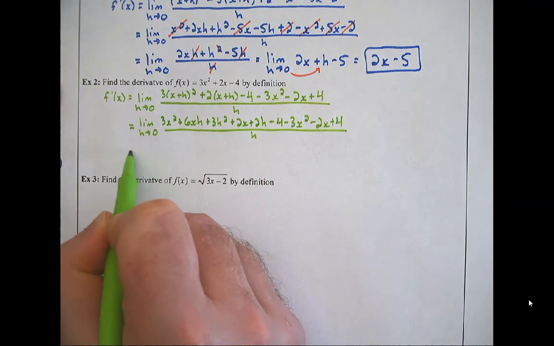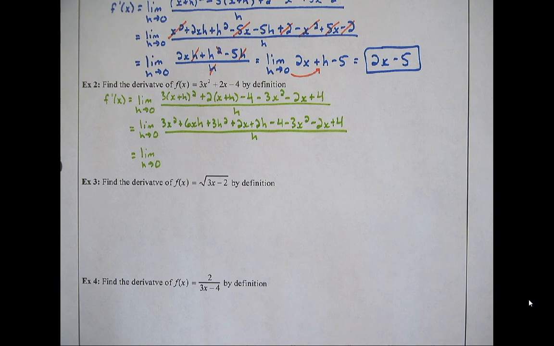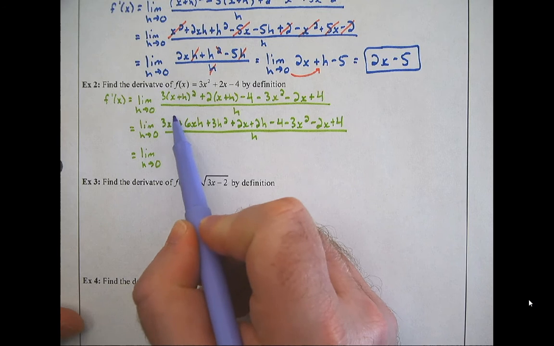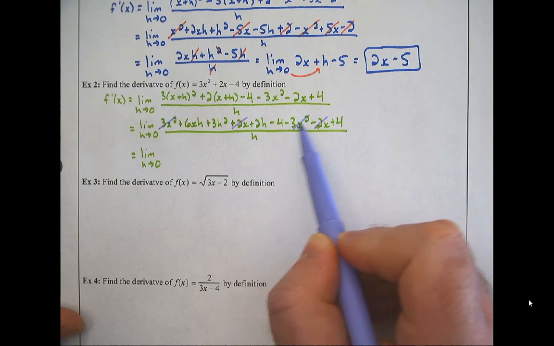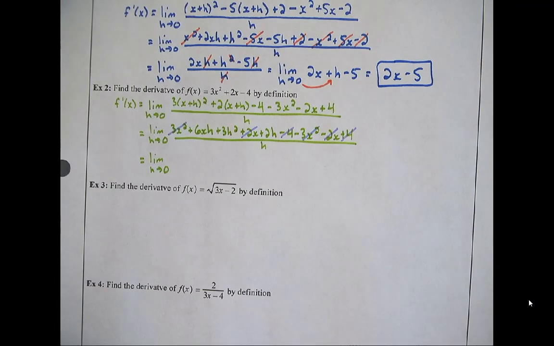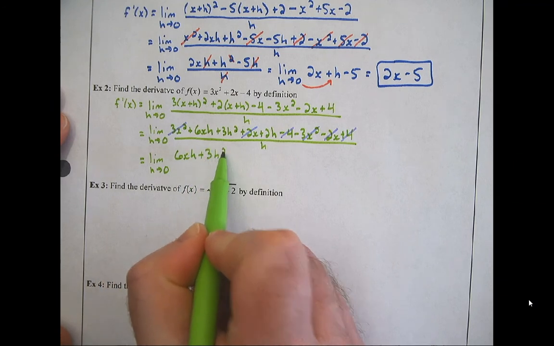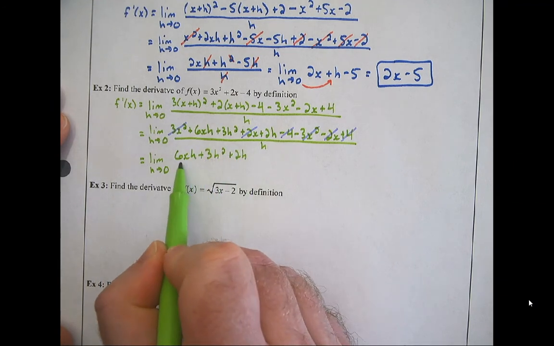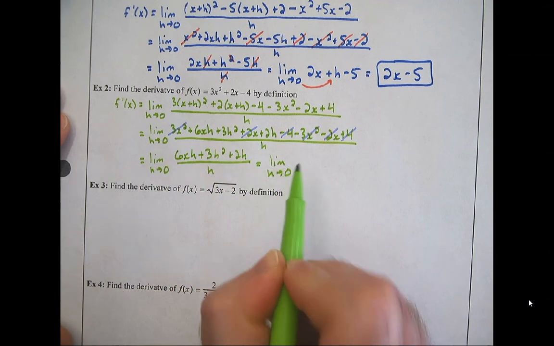All right, we're at our first checkpoint. Notice I'm not even thinking, I'm talking and writing this stuff down that I know is going to carry over. Now I'm going to start thinking. At this point, I can start to kill stuff. So I should be able to cancel what? Everything without an h. So 3x squared, yep, and a minus 3x squared. 2x and a minus 2x, yep, and a minus 4 and a plus 4. Everything else has an h. 6xh plus 3h squared plus 2h over h equals. I haven't been able to plug in yet, so I've got to write the limit again.